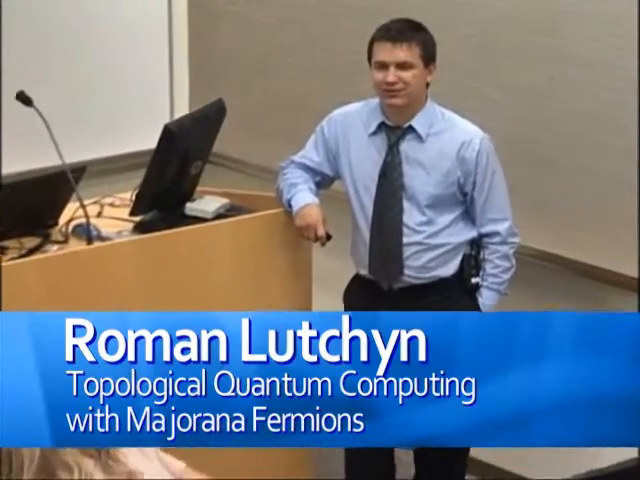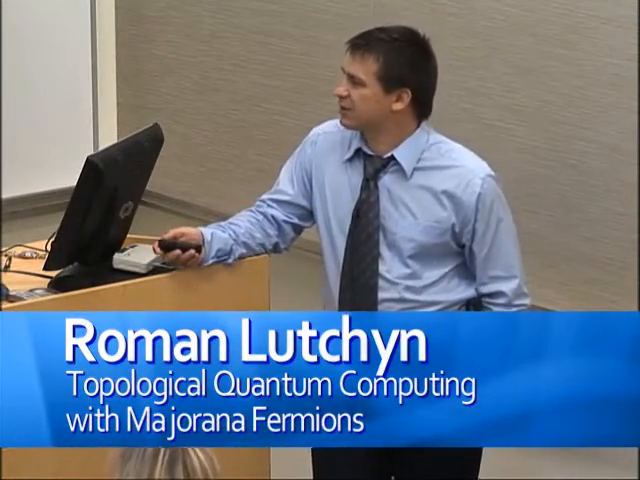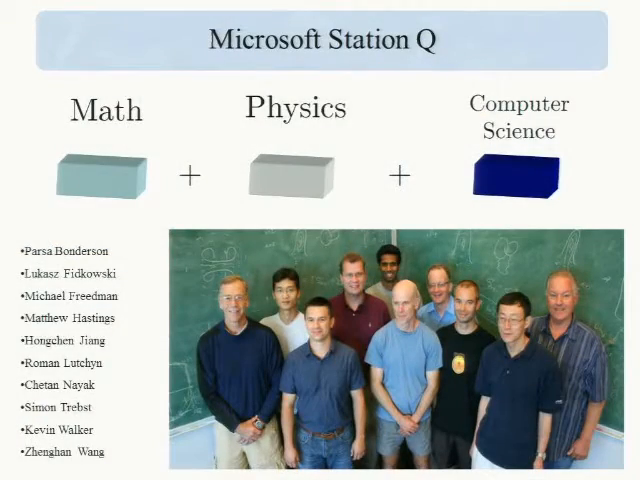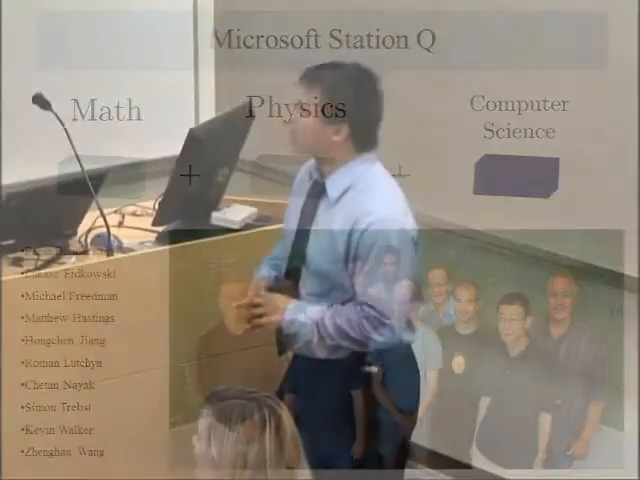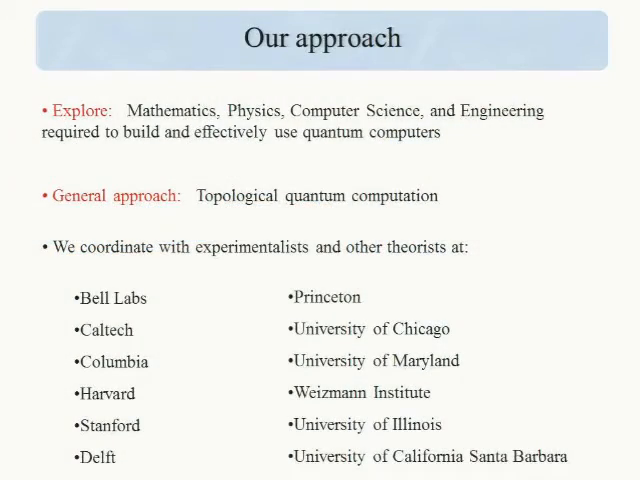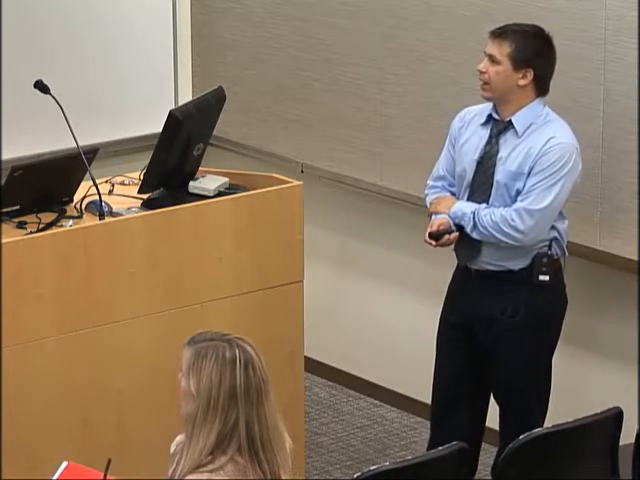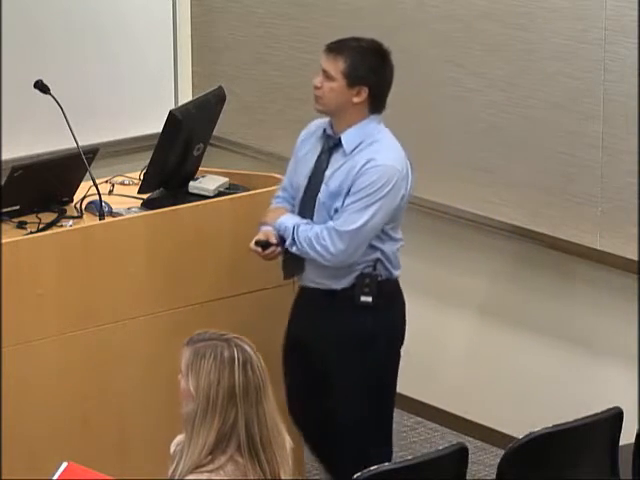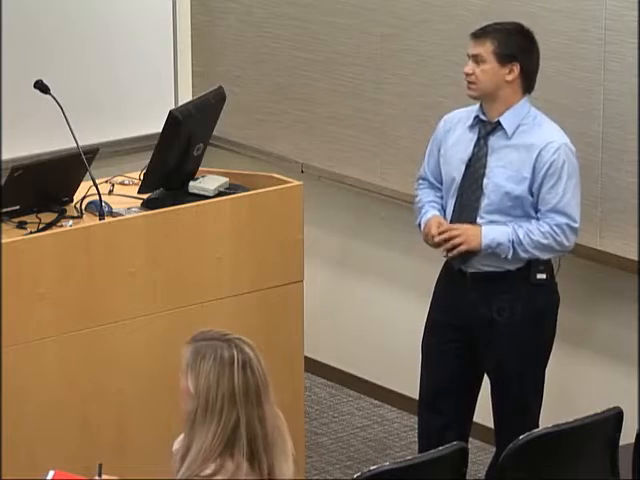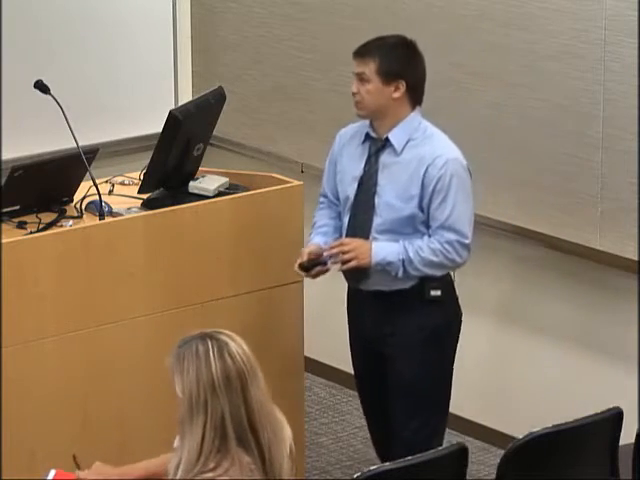It's always a pleasure to visit Redmond. So this is Microsoft Station Q. This is a view from our building. We are located in a very nice campus, UCSB campus, and our group consists of mathematicians, physicists, and computer scientists. And what we are trying to do is explore this interface between three different disciplines to build a quantum computer. The particular approach that we pursue is topological quantum computing. I'll explain today what this is about and why this approach is very promising.